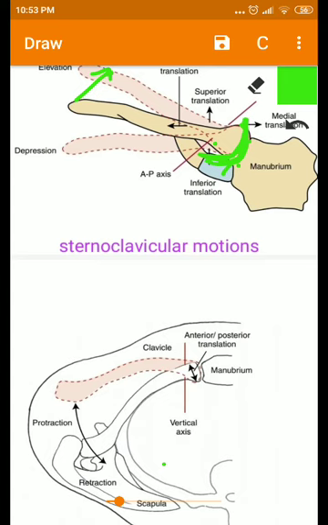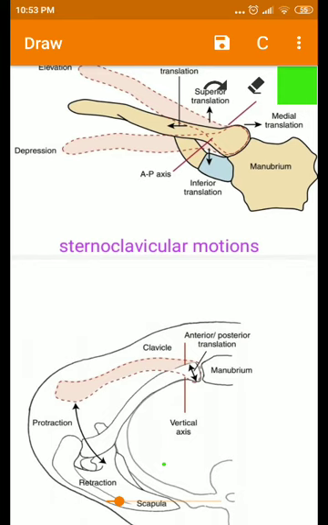Normally the clavicular range of elevation is about 45 degrees, whereas the depression is about 15 degrees. And this elevation and depression of the clavicle is associated with the elevation and depression of the scapula, because the lateral end of the clavicle is attached to the scapula.